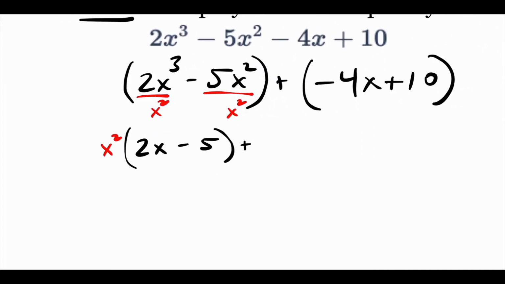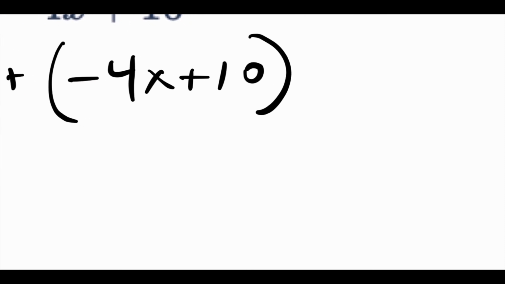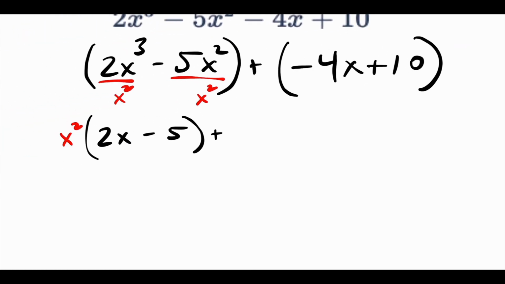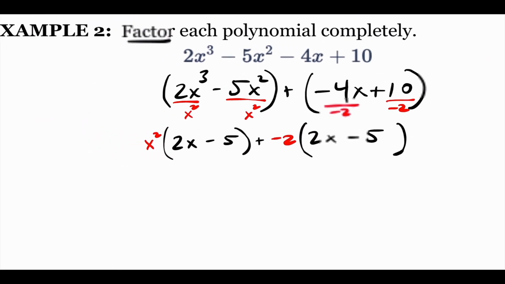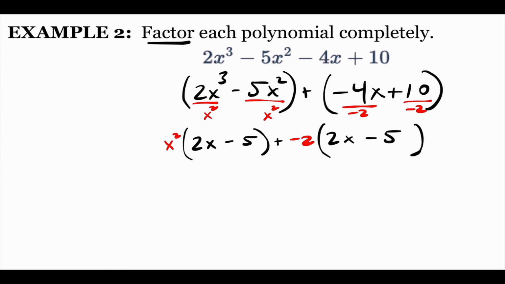Okay. Now the next one. Here's kind of a secret. The secret to this second one is we want to make it look like this guy here. So what do I have to divide by to make it look like that guy? -2, right? Yep, -2. That's the secret, because if those two guys aren't the same, then I can't go on. So they have to be the same. When I divide by -2, I get 2x minus 5, which is what I wanted.